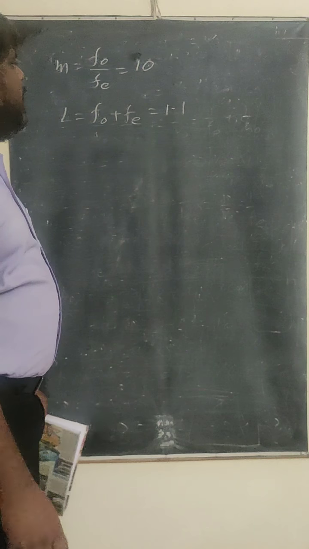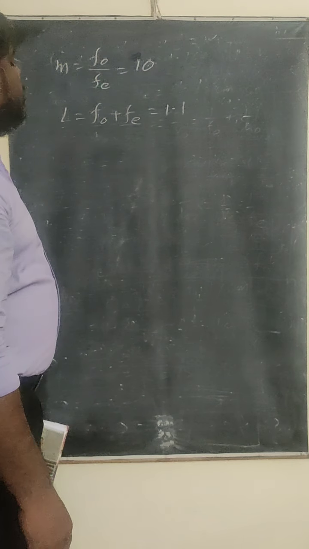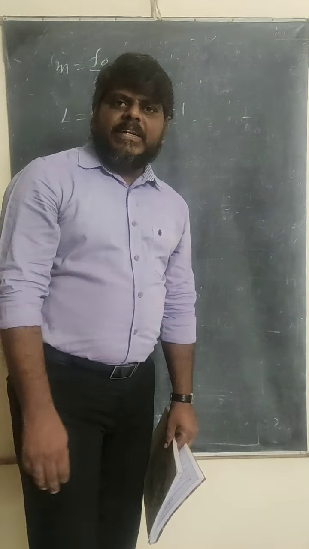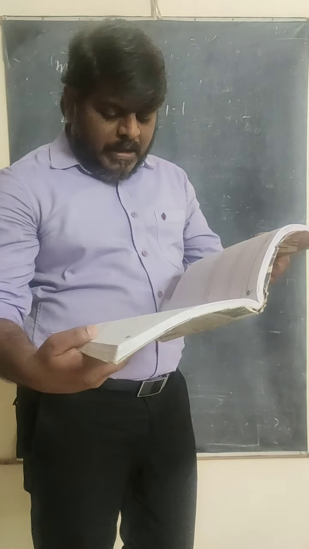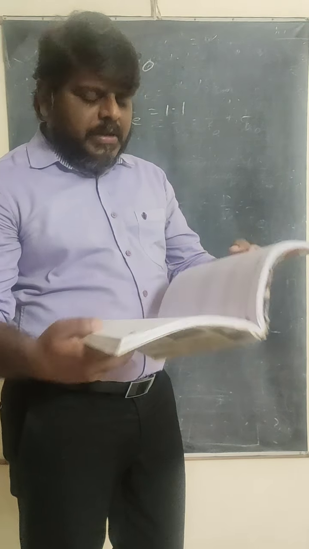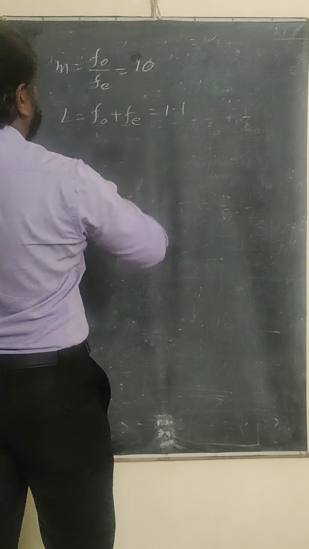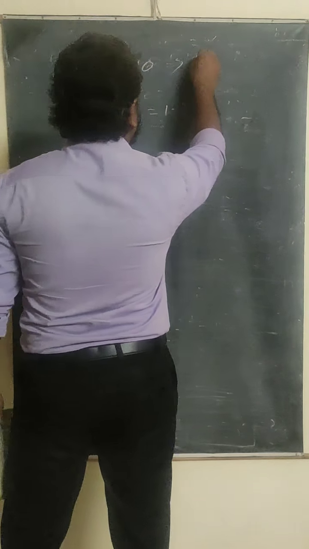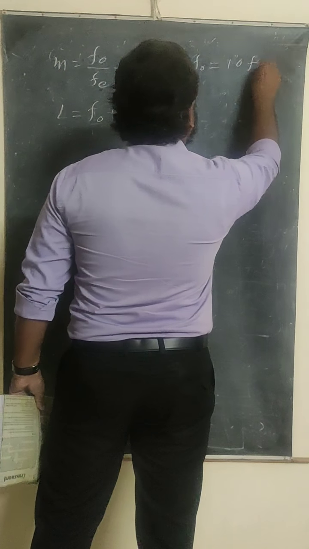These are the values given to you, and you need to find the magnification at the near point adjustment. To find it, first we have to find what F0 and Fe are. So let us simplify these equations. In this problem, F0 is equal to 10 Fe, we can write.